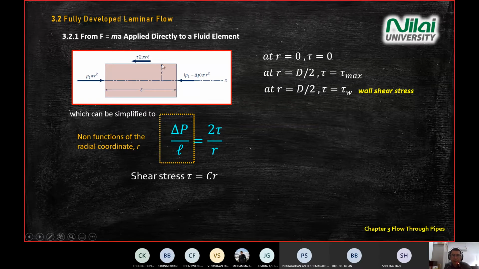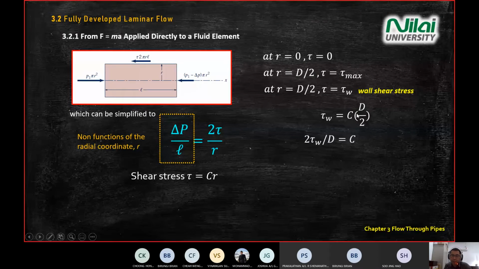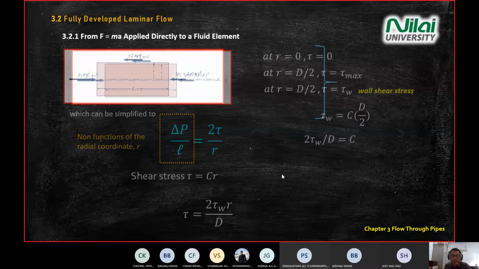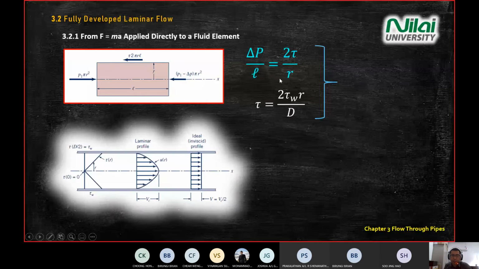However, at R equal to big R here, or D divided by 2, your shear stress becomes maximum because it's the highest resistance force between the fluid and the wall. So we can rewrite it as shear stress at the wall, meaning the wall shear stress. And then we apply the definition of shear stress and rearrange the equation. You will get these two equations.